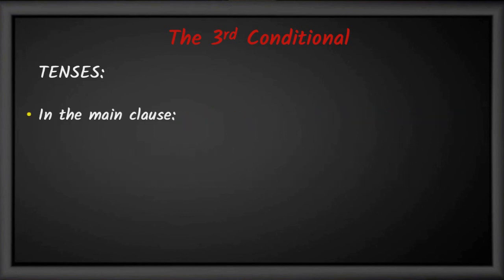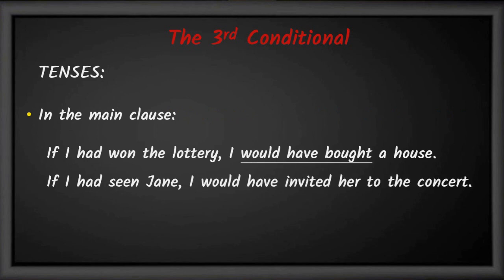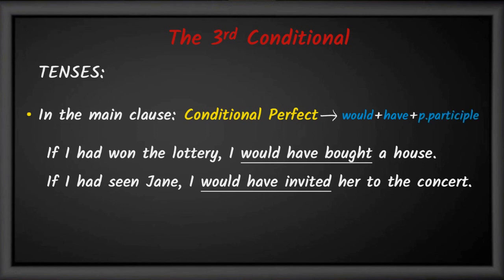And what tense are the verbs in the main clause? Let's see. Would have bought, would have invited. What tense is this? Well, this tense is known as conditional perfect. And how do we form the conditional perfect? By using would plus have plus a past participle. However, sometimes we can replace would and use other modal verbs like might or could.